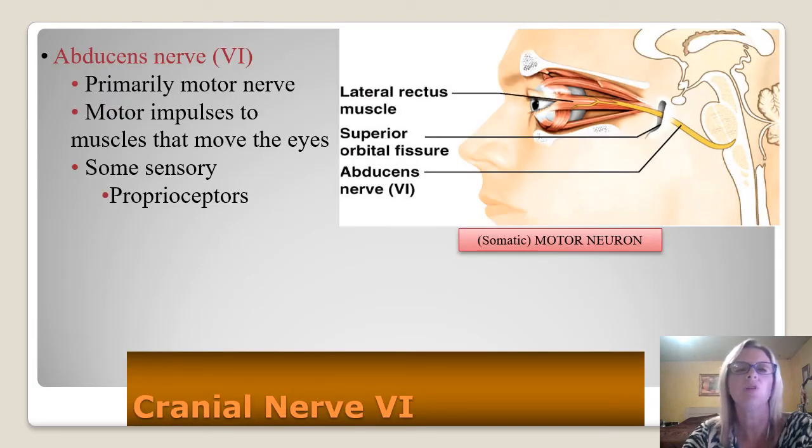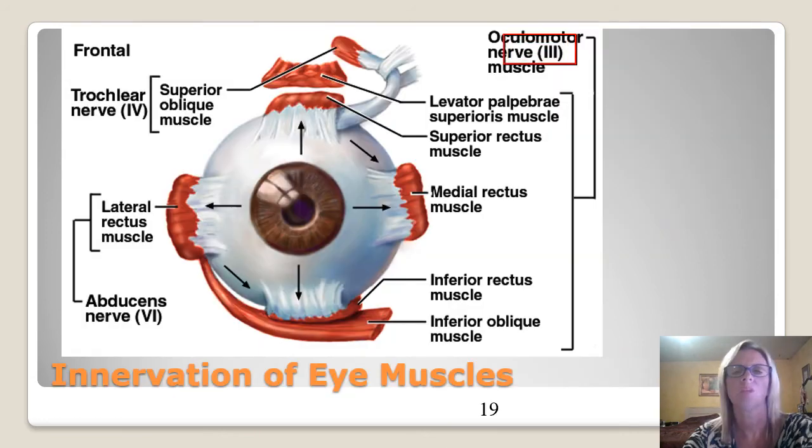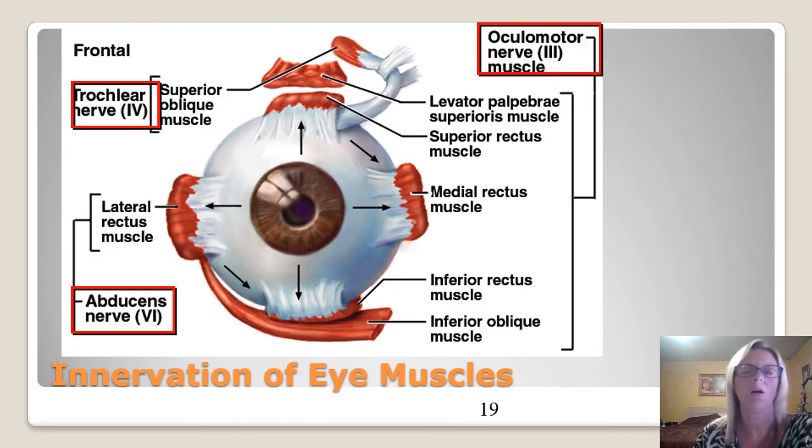So cranial nerve number 6 is the abducens. This is small. It originates from the pons near the medulla oblongata, and it enters at the orbits of the eye, and it supplies motor impulses to external eye muscles. It's a motor nerve, but it does have some proprioceptors. Okay, so this also helps to move the eyes. We have a lot of muscles to move the eyes. So this is showing you the innervation of these three main nerves that innervate muscles of the eye.